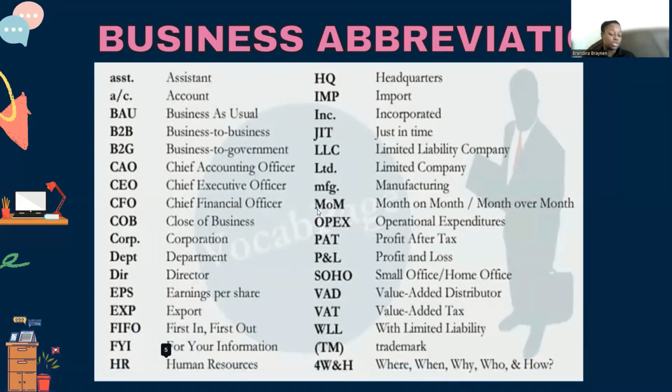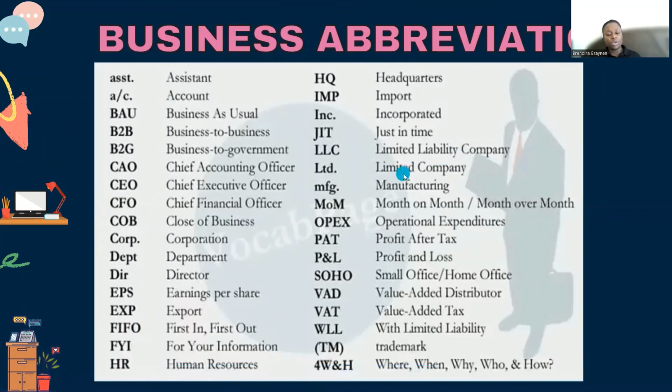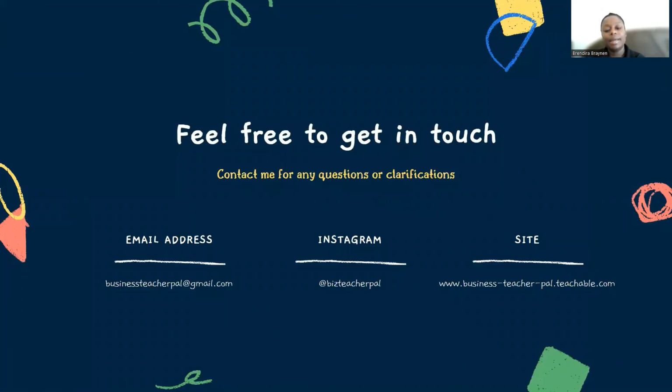A number of them are also included in your textbook, so just be familiar with the common ones. Common ones being CEO, CFO, CAO, department, human resources, HR, account, assistant, etc. Just be familiar with as much as you can, look through it and try to memorize the ones that are in your textbook. All right, and so that's the end of keyboarded business documents.